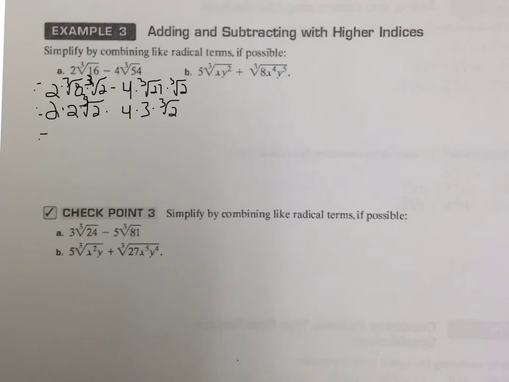If I do my multiplication, I got 4 times the cube root of 2 minus 12 times the cube root of 2. And 4 minus 12 is negative 8 cube root of 2. That's the answer for A. Let's look at B. You got 5 cube root of xy squared plus cube root of 8x to the 4th y to the 5th.